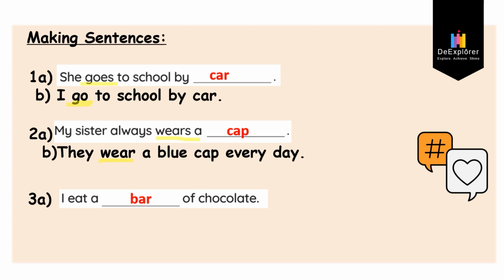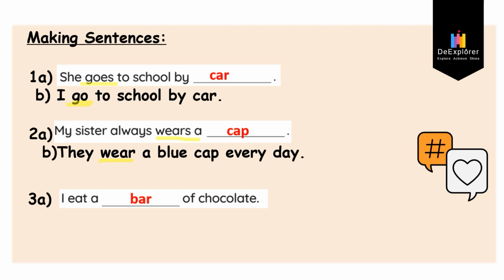John, J-O-H-N, subject, John. John 时常吃一排的巧克力。So John, J-O-H-N, John 时常 is the word always. Okay, so I want you to use the word always. Always eat or eats. John, how many person? One person. Okay, so you have to use eat or eats. Always eat or eats a bar of chocolate. Full stop. Okay, so please write now.